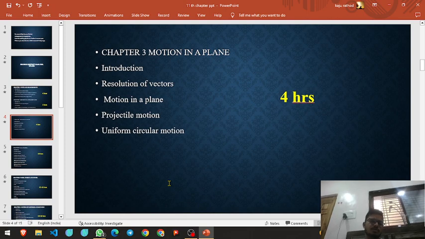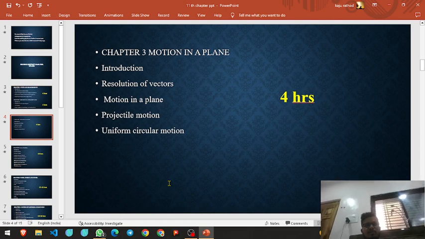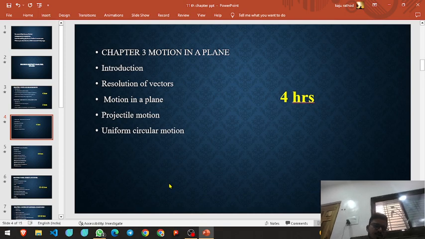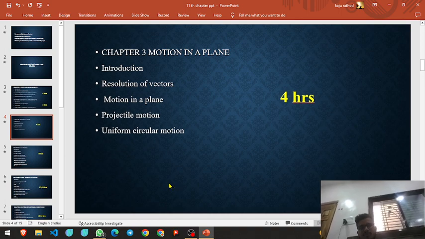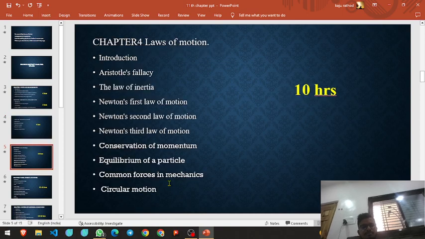The third chapter is motion in a plane. There is some introductory part in which we are going to study how to resolve vectors, motion in a plane, and projectile motion, how projectile motion occurs, and calculate it through the formula. There is also uniform circular motion, and the estimated time for that is about 4 hours.